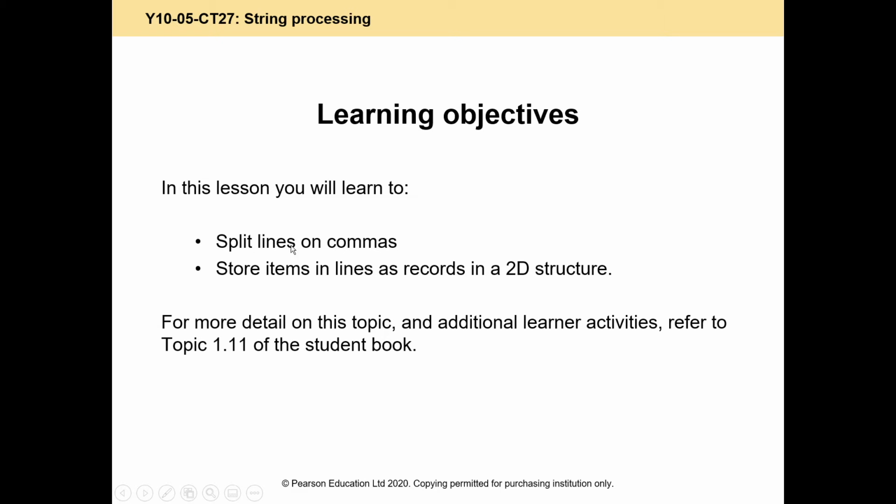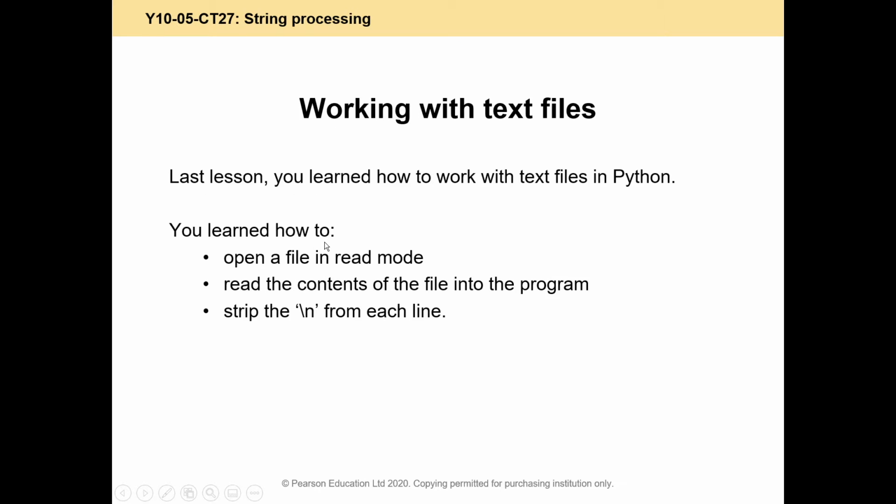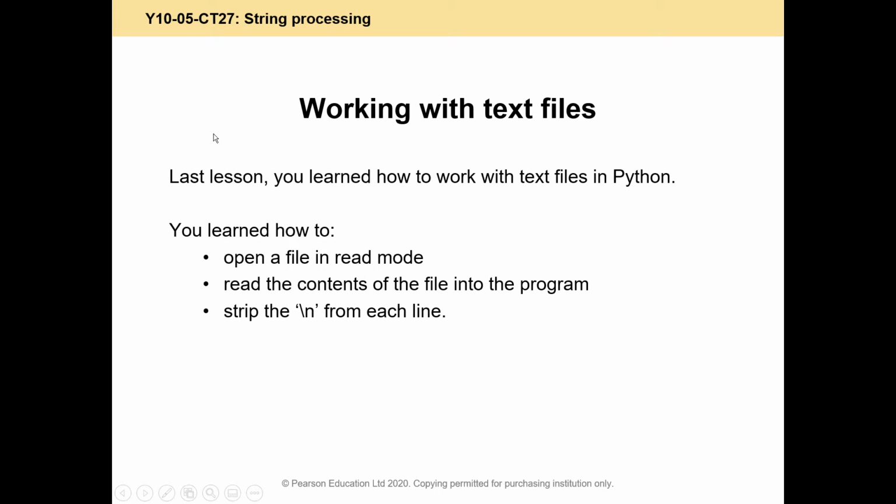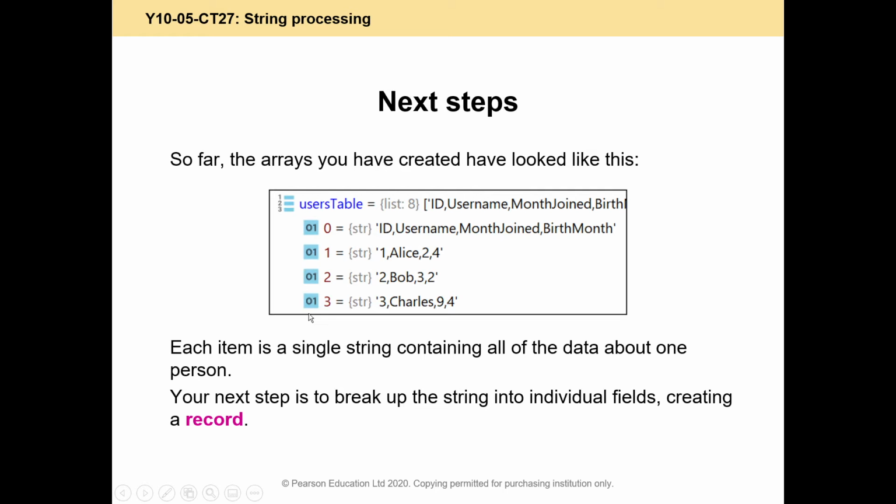We need to be able to split strings whenever they have any particular character, and we're going to focus on commas today, and then store them as records in a two-dimensional structure, so a 2D array, and we'll look at that this lesson. We need to work with text files. We need to understand what a \n means, and we're only reading from a text file at the moment. Later this half term we'll also do some writing. For now we just need to be able to read and strip off unnecessary white space.